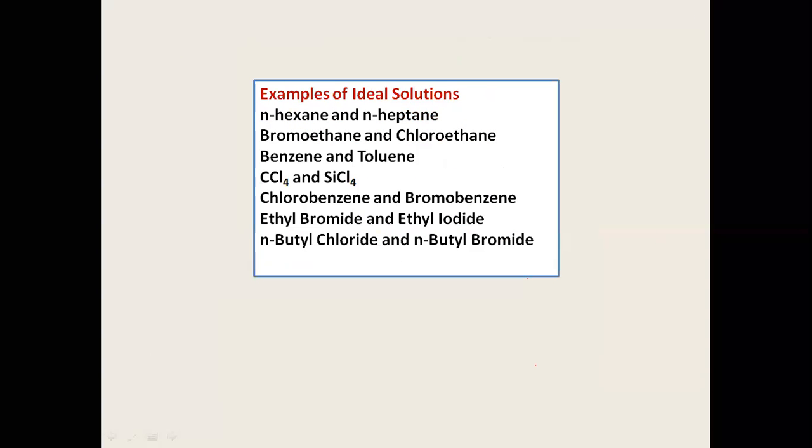Now, coming back to some more examples of ideal solutions. Benzene and toluene we discussed at length. You can have combinations like n-hexane and n-heptane. What is the difference in structure? Hexane has 6 carbon atoms, heptane has 7 carbon atoms, one CH2 extra in heptane. So the structures are very similar, and the combination gives you an ideal solution. Bromoethane and chloroethane: one bromine is substituted by one chlorine. The combination gives you ideal solutions. There are in fact many more examples which I have depicted in my slide. These are all examples of ideal solutions.